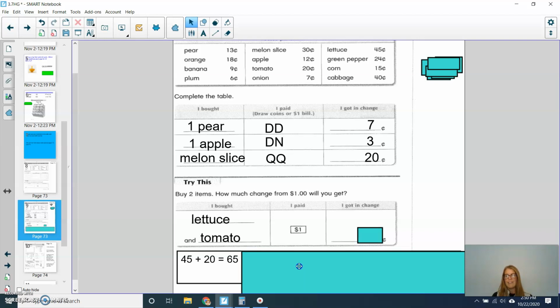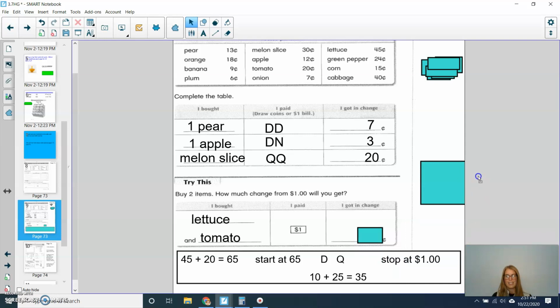Now I need to get from 65 to $1. So I'm going to start at 65 and I can think, well, a dime would get me to 75 and a quarter would get me to $1. So a 10 plus 25 is 35 cents. So the change that I would get back would be 35 cents.